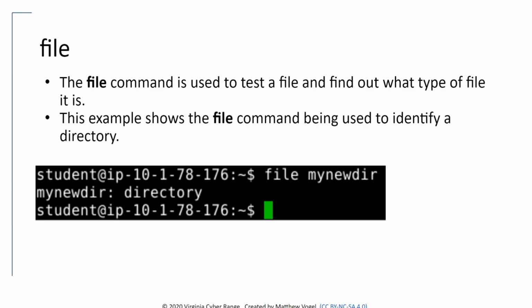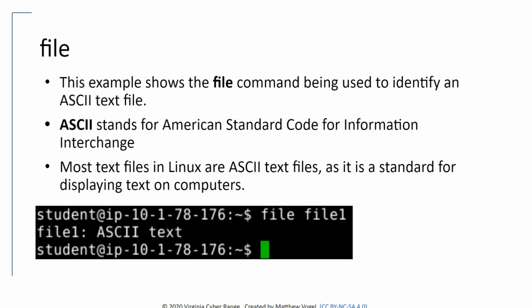Okay, so first, file. The file command is used to test a file to find out what type of file it is. So this example shows the file command being used to identify a directory. If you just type in file and the name of the directory that you're looking for, it will tell you my new directory is a directory. So that's pretty much all there is to figuring out what it is.